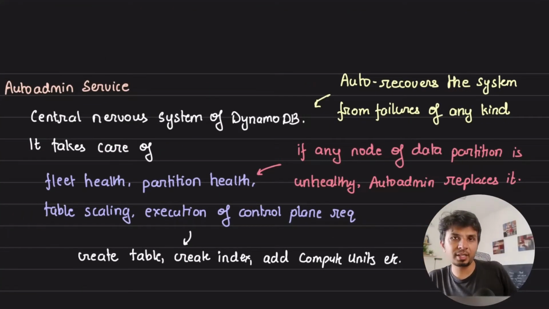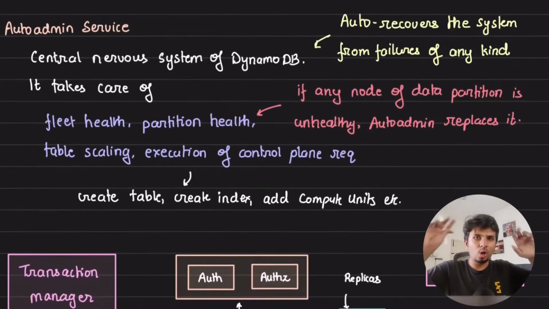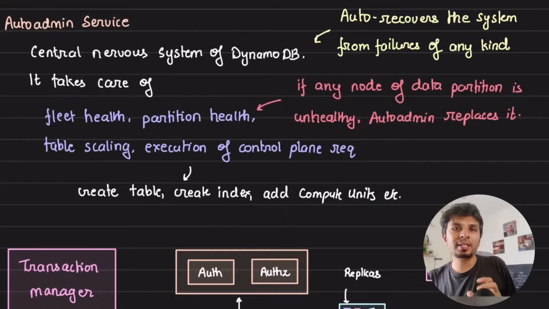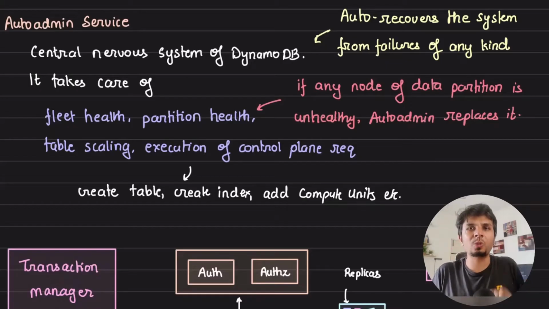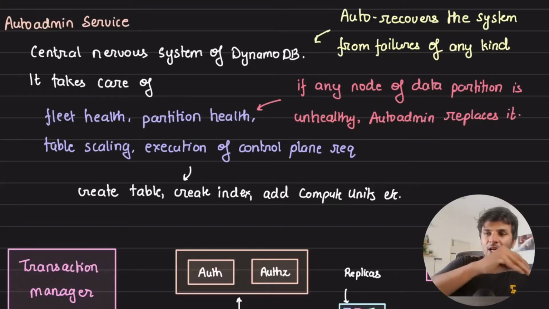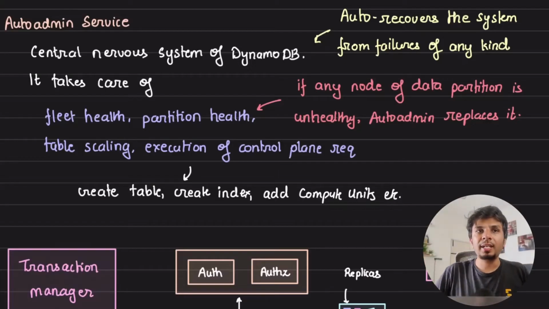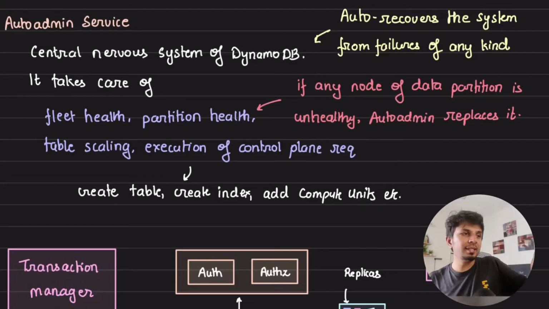One of the most critical services of DynamoDB is the auto admin service. Think of auto admin service as your orchestrator service, which is the central nervous system of DynamoDB. Auto admin, as the name suggests, is an administrator service in autopilot mode. It takes care of, hey, is everyone doing their work properly or not? Is my fleet healthy? Is this partition healthy or not? If this partition is configured with a replication factor of 3, do we have 3 replicas for this partition or not? Is this node getting hot? If it is getting hot, split the partition and distribute it and whatnot, right?